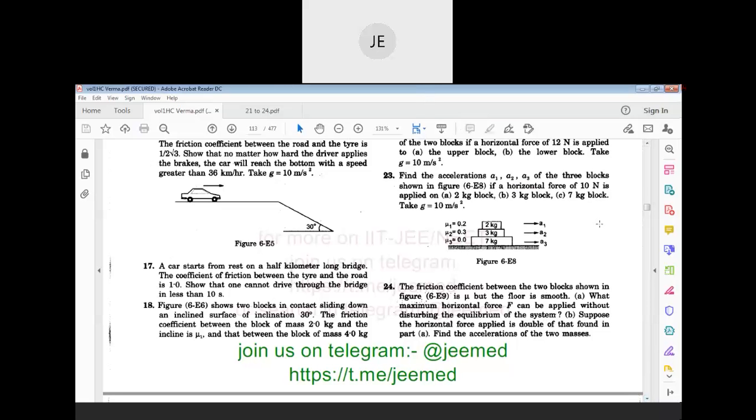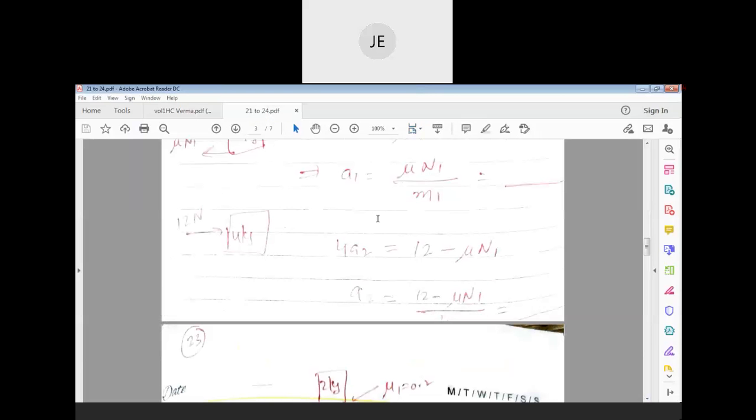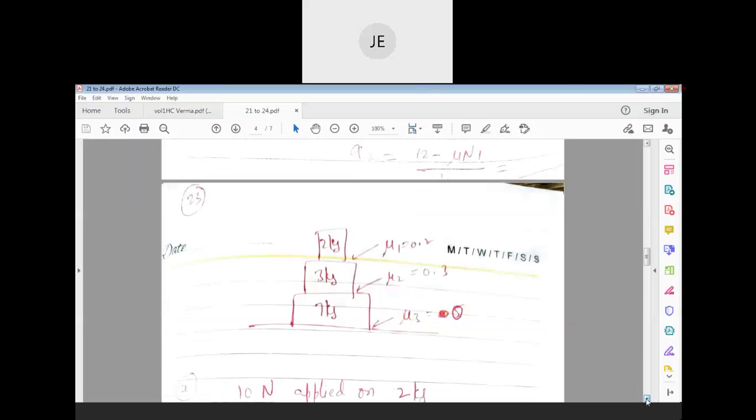Again, you have to draw the free body diagram for each block, and you have to find the net force equation. Then you have to find the acceleration. So very, very important. Beta, here we will be learning many concepts. In between the 2 kg and 3 kg, mu1 is 0.2. In between the 3 kg and 7 kg, mu2 is 0.3. In between the 7 kg and the floor, it is a smooth surface.